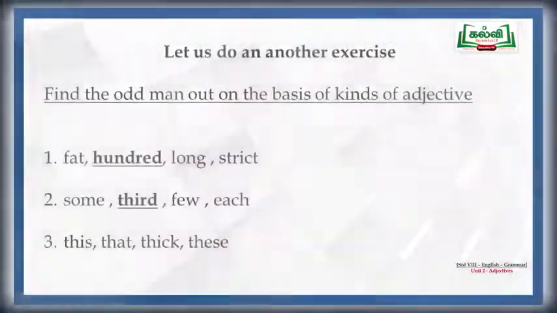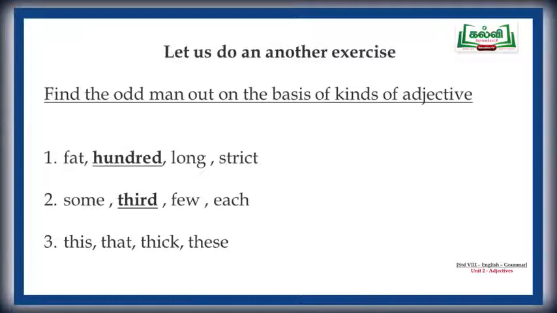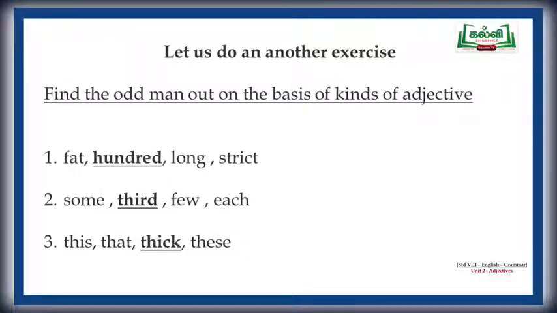And now the third question, this, that, thick and these. We can find out very easily because we know this, that, these, one word is missing there, that is those. So, in the place of that, what do we have here? Thick. So, thick is an adjective of quality, the rest of the words are demonstrative adjectives.